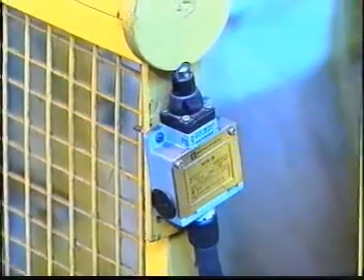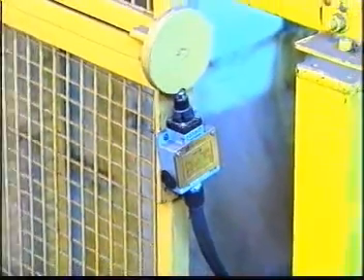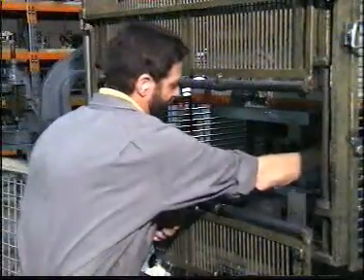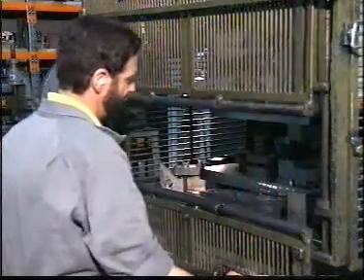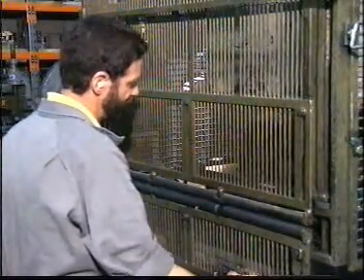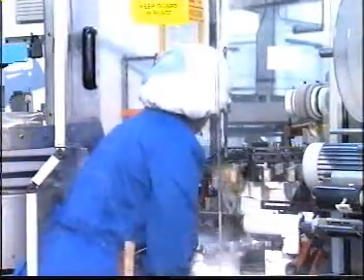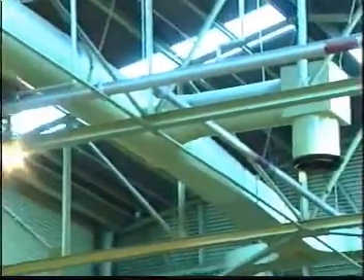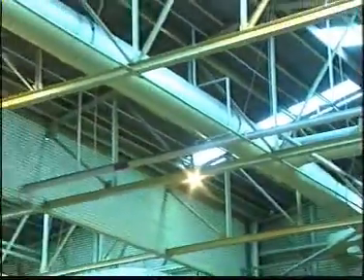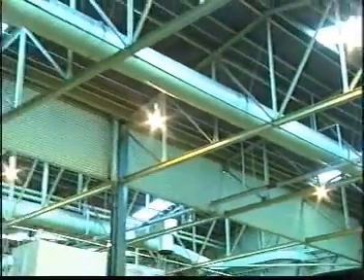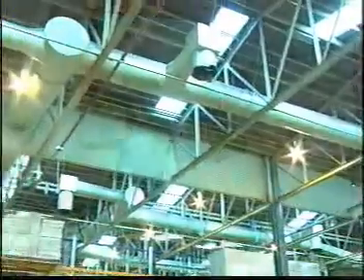Interlocking guards are used when access to a machine is required during normal operation. The machine stops operating when the guard is open. Presence sensing guards, such as light beams and pressure mats, will automatically switch a machine off when the presence of an operator is detected. Other engineering controls include extractors, which can be used to remove fumes and dust.